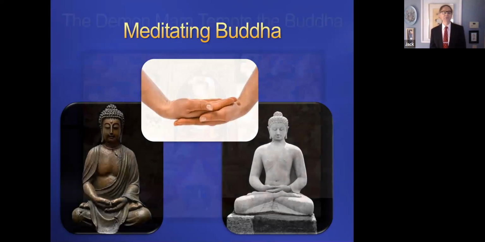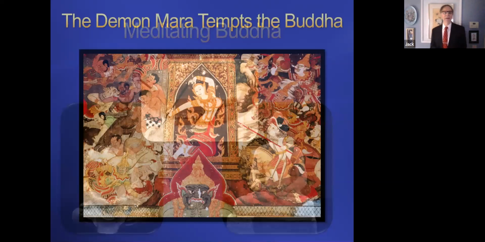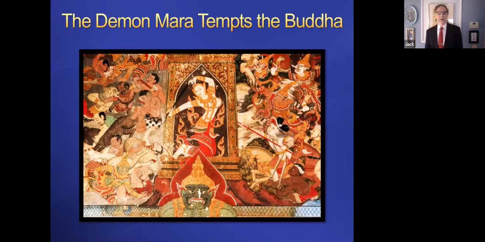There's a very famous story that as the Buddha was meditating and approaching nirvana, he was tempted by the demon Mara, who tempted him with all types of things, with powerful armies that he could have, beautiful women and riches and all types of stuff.